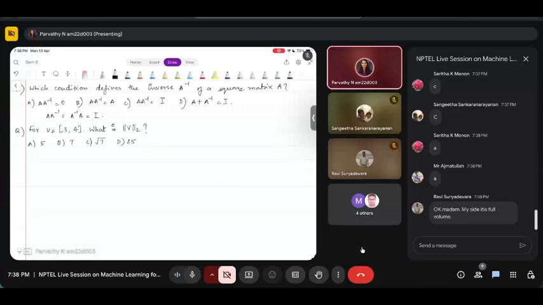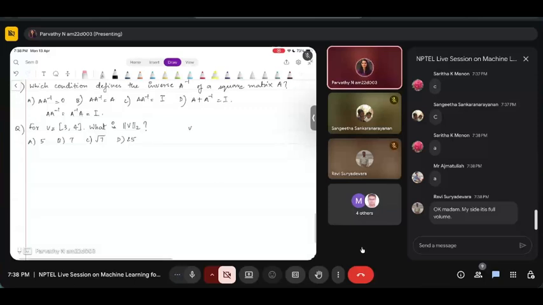So the Euclidean norm is given. Suppose V is equal to V1, V2, the Euclidean norm is given by, as we know, the square root of V1 square plus V2 square. So the same thing has to be applied here. Square root of 3 square plus 4 square, which is square root of 25, which is 5.